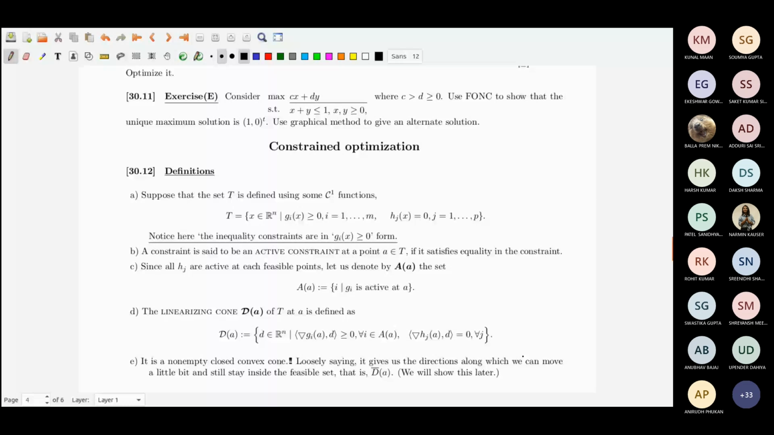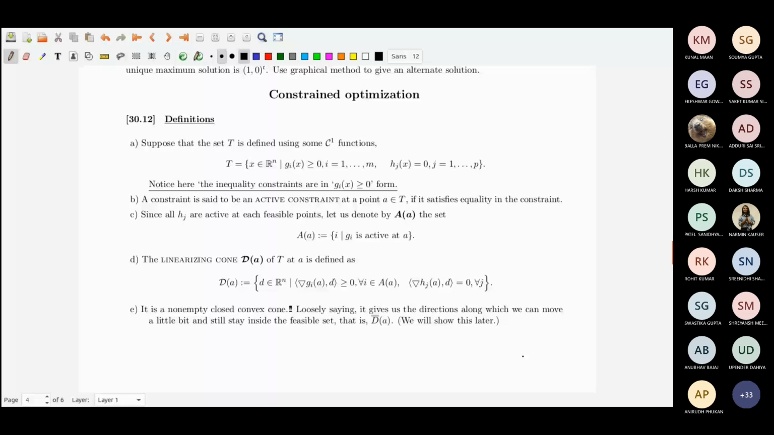Here also, from the beginning only, as I have said earlier also, right now we are only analyzing. Right now, of course, the first few considerations will be about the set that we are considering. So first thing that we'll assume that the feasible set is being defined using some C1 functions, continuously differentiable functions.